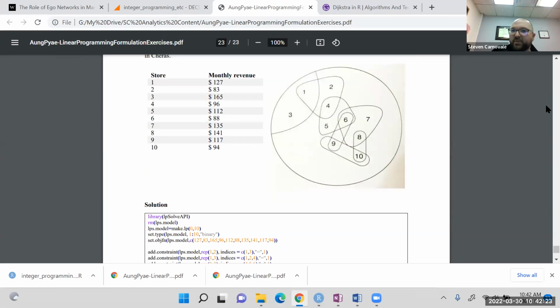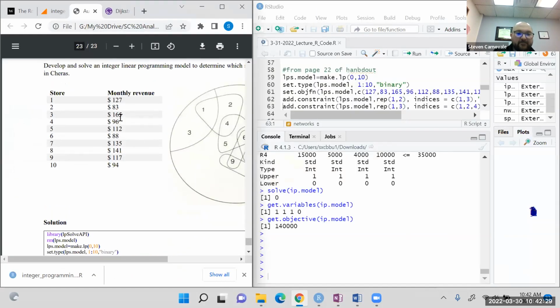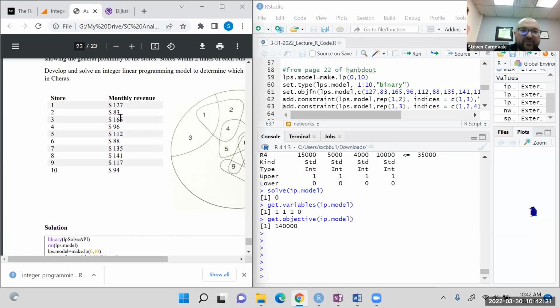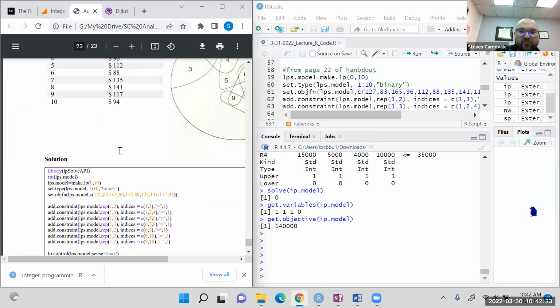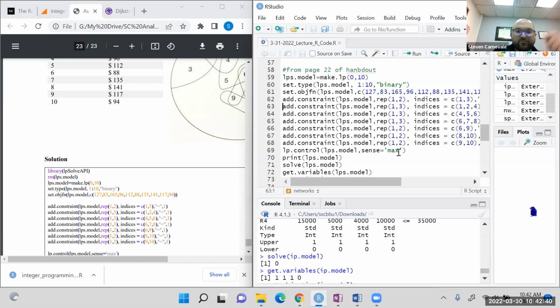Each of them corresponds to a different monthly revenue generated. Store 1 is 127, store 2 is 83, and so on. In this case, I want to make a model, and what I want to do with that model is make a choice. I want to maximize my monthly revenue, so that is my objective function.